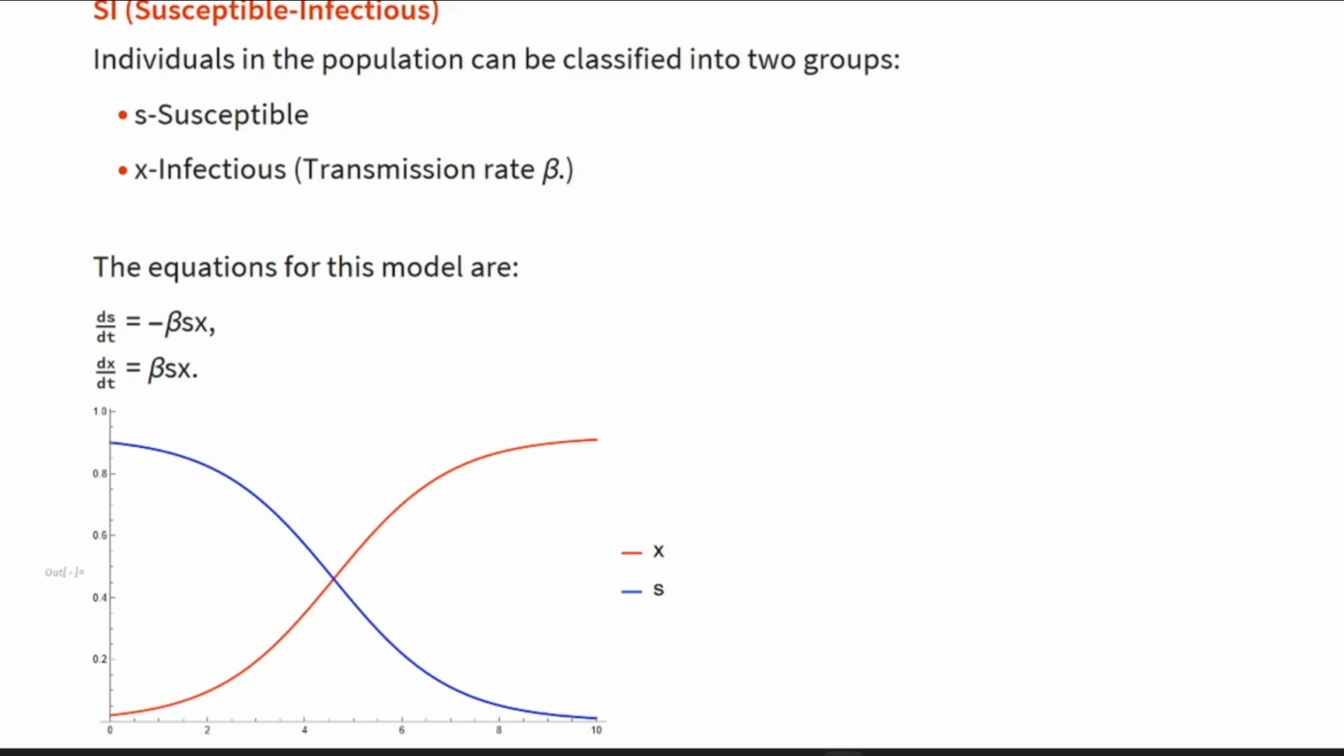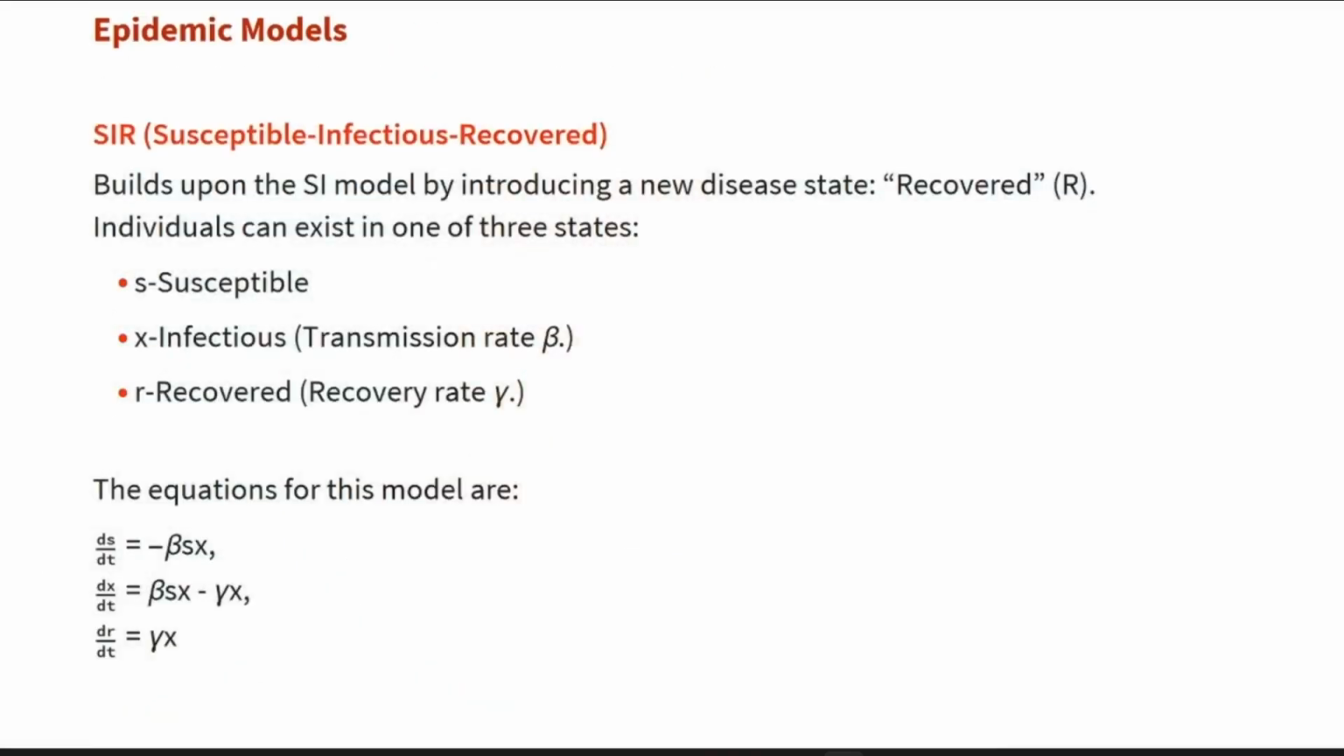infectious state increases. Then the SIR, susceptible infectious recovery model, builds upon the SI model by introducing a new disease state, the recovered individuals. So now we have the susceptible individuals, the infectious individuals, the ones that can transmit the disease at the transmission rate beta, and the recovered individuals that have been infected but are now recovered and immune to their infection.